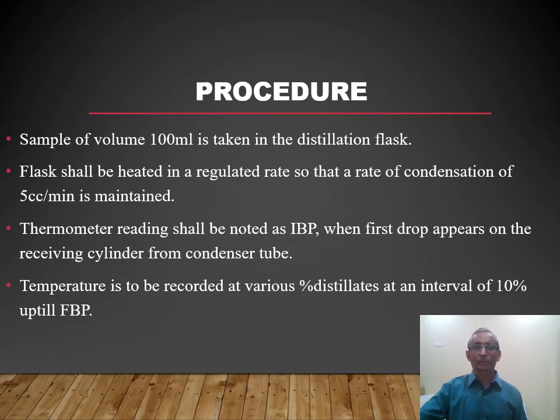The thermometer reading shall be noted as IBP. I told you that, suppose the boiling range of petrol is 37 to 140: 37 is the initial boiling point, 140 is the final boiling point. When the first drop comes, that is called the IBP, initial boiling point. Temperature is to be recorded at various percent distillate at an interval of 10%. That means when 10 ml is collected, note down the temperature; at 20 ml, note down the temperature. Then we plot volume percent distilled against temperature.